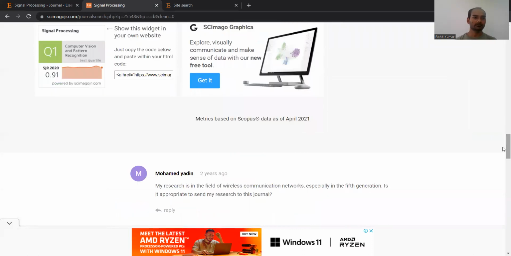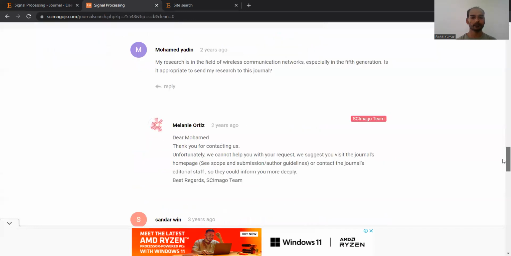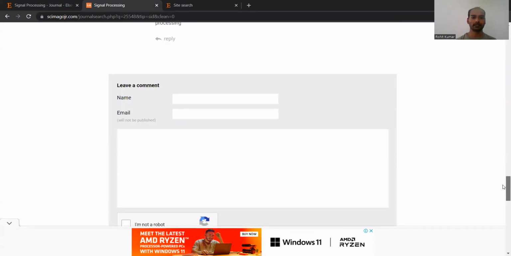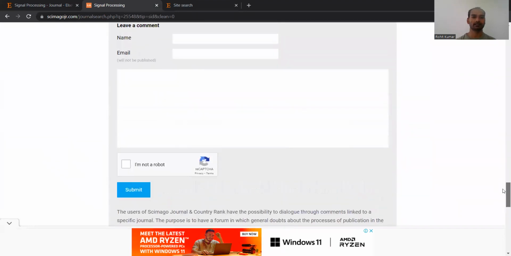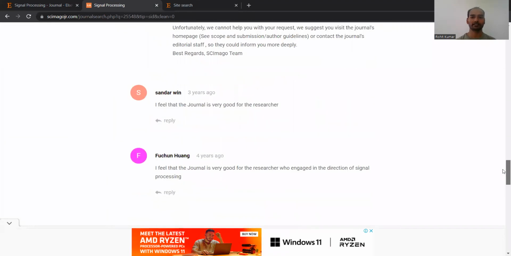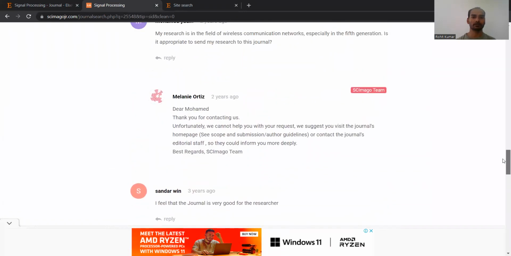Coming down, this widget shows that it's a Q1 journal of signal processing, and that's why it's a good one. Additionally, if you want to interact with the audience, the people who have commented down here, you can leave your comment as well as ask questions to the people who have commented down.